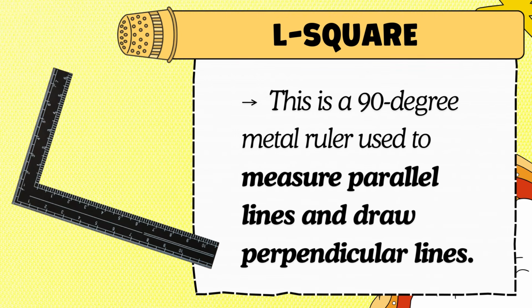5. L-square. This is a 90-degree metal ruler used to measure parallel lines and draw perpendicular lines. This tool helps you create perfect corners and straight edges. It is useful for marking right angles and parallel lines so that patterns remain balanced and garments are shaped correctly.